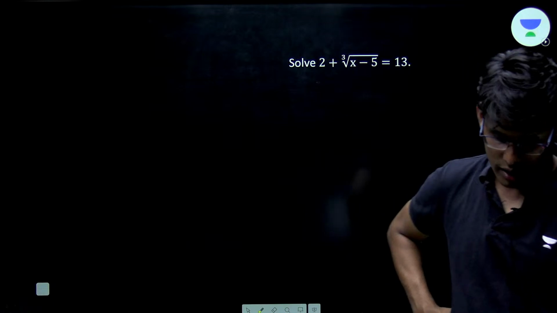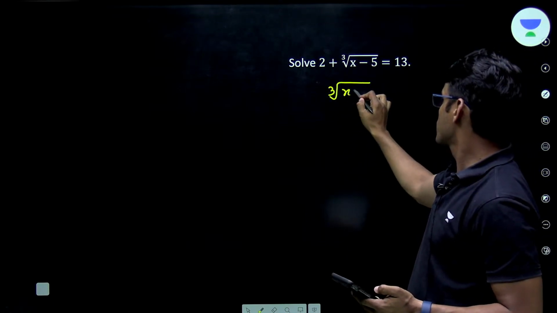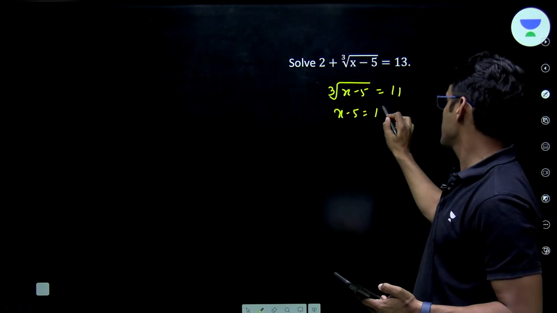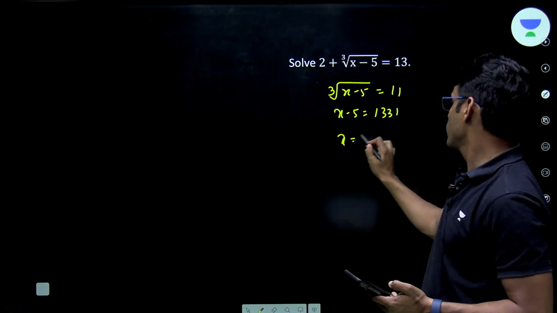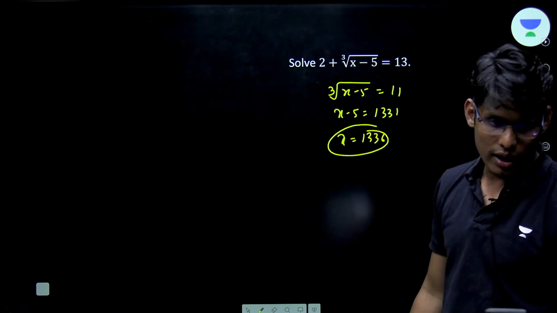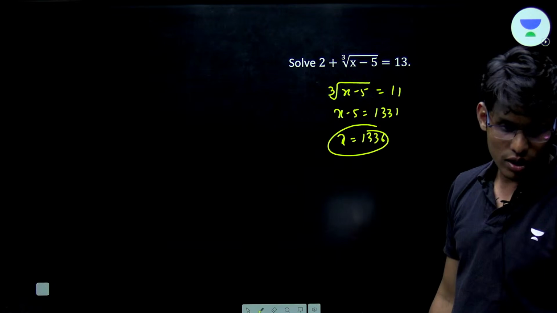It is not quadratic. Okay, so it is cubic. What is the matter here? This is cubic. Cube minus this is equal to 11. X minus 5 equals 1331. X is equal to 1336. What is the problem here? You just put x equal to 1336 here. You will get the answer. Not 1346. Not 1346.